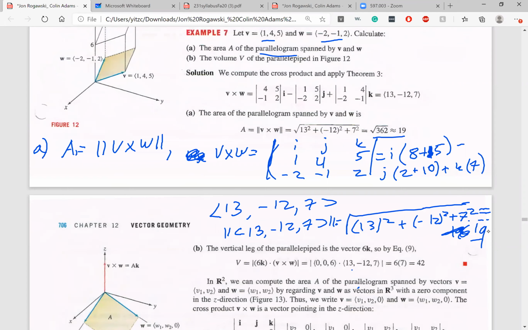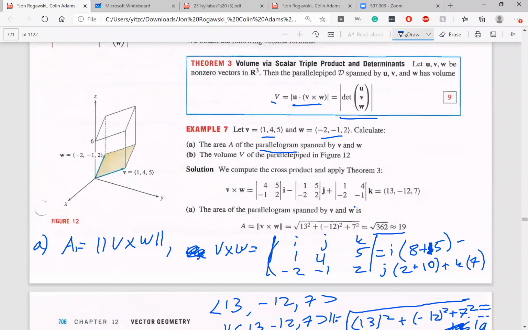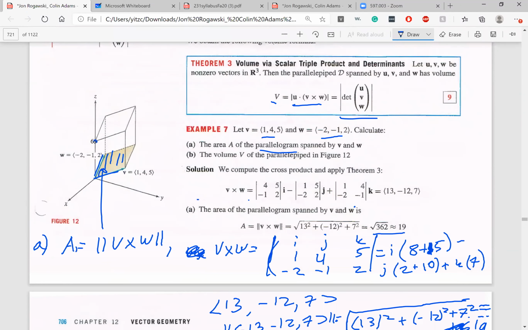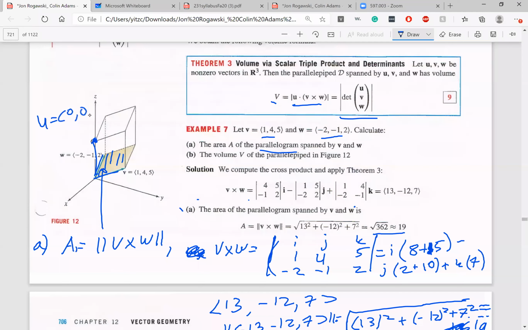Okay, now for the next question, they ask us to find the volume of the parallelepiped in figure 12. If you look at figure 12, here's the v and the w that we just looked at, and this over here is the parallelogram that we were just looking at. Then we can think about a new vector over here, which is the vector u. And u is going to be the vector (0, 0, 6), because that over there was a 6. I apologize, yeah, that is 6. So it's going to be (0, 0, 6).